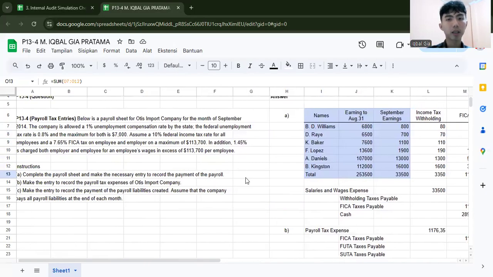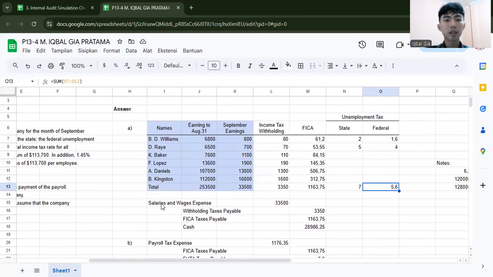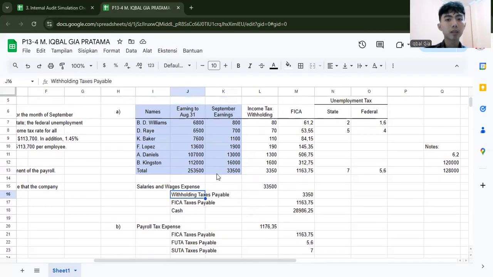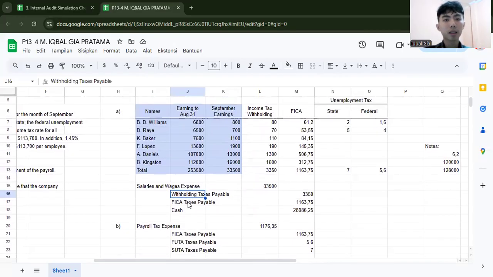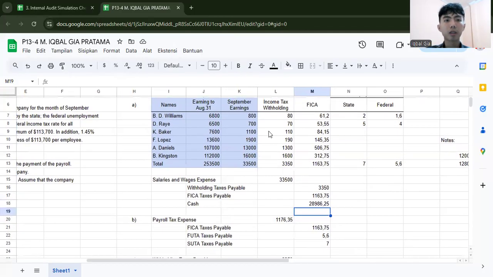So the payroll sheet is done. The entry will be like this. We will take salaries and wages expense from here, and we will put it in debit. For the credit, it is withholding taxes payable, and FICA taxes payable on the other hand, and we will calculate cash like this: September earnings minus the total from income tax withholding and FICA. And that is the answer for A.